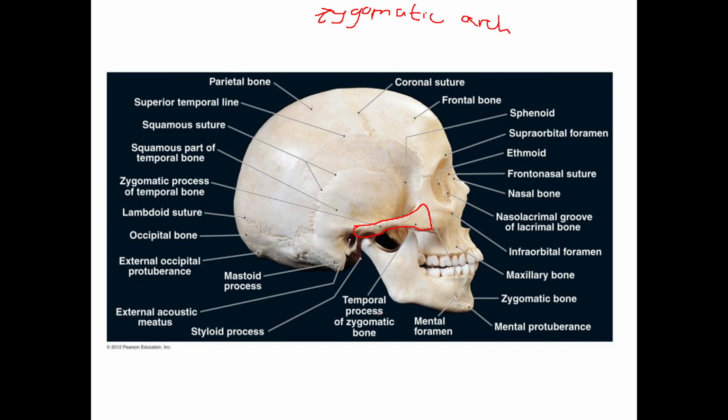Now connecting the zygomatic arch is going to be the temporal process of the zygomatic bone and the zygomatic process of the temporal bone. And yes, I did say that correctly, even though it sounds a little weird. The temporal process and zygomatic process are not on the bones that you would expect them to be. They're actually flipped. So these processes are describing where they are going rather than where they are coming from.